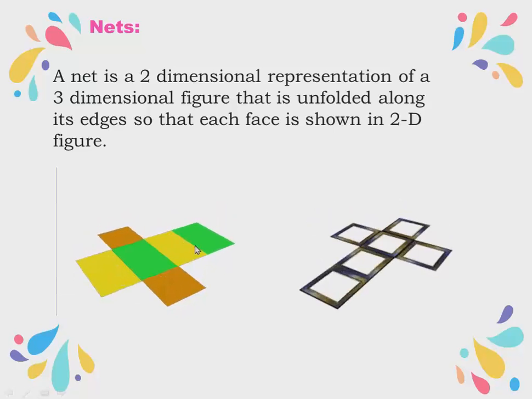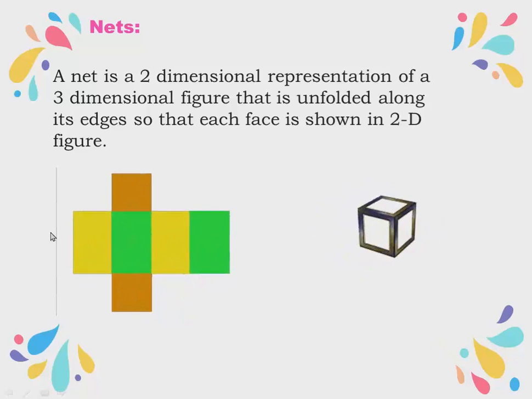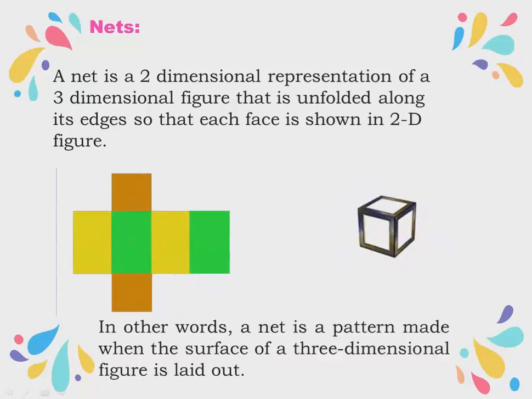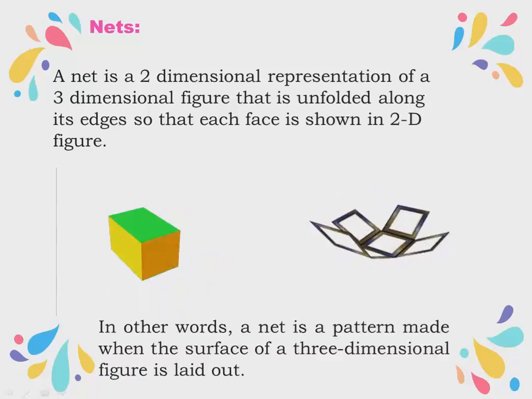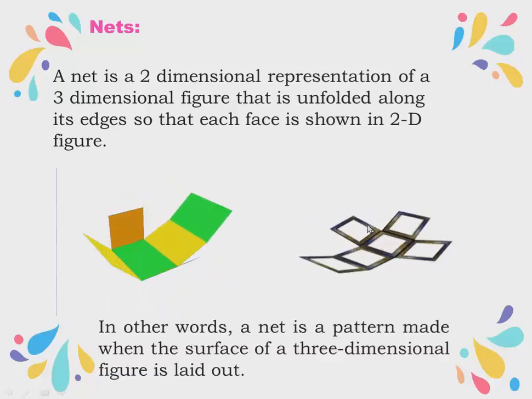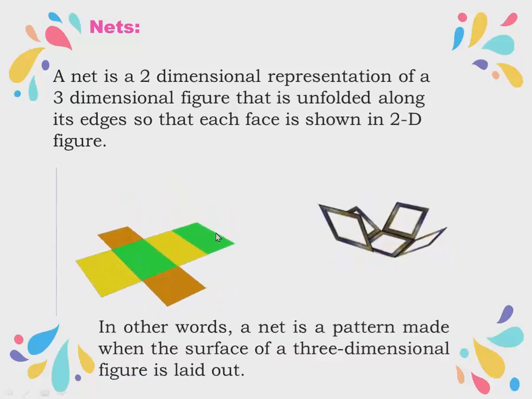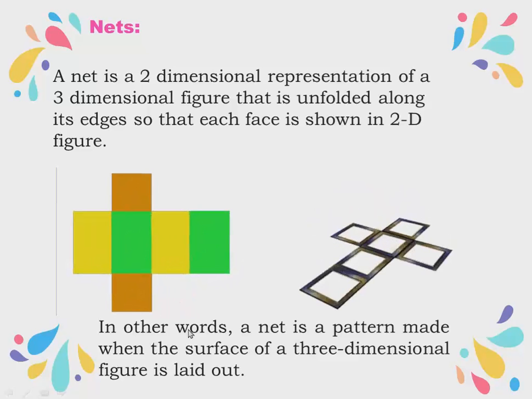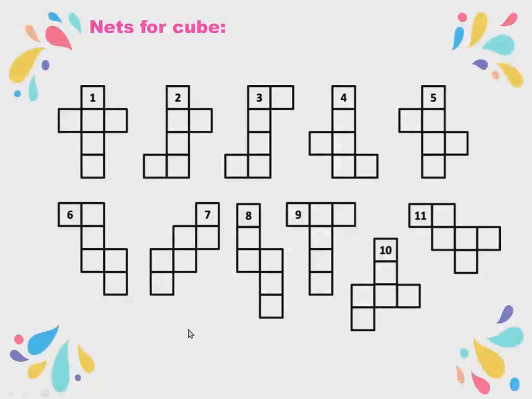So when you can draw like this on a 2-dimensional figure, then it is called a net. In other words, a net is a pattern made when the surface of a 3-dimensional figure is laid out. Laying out means nothing but opening. See, these are 3-dimensional, I have opened it. Now what happened? It becomes a 2-dimensional figure, and those are called nets. Now, nets of a cube.